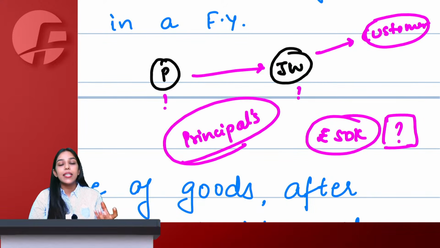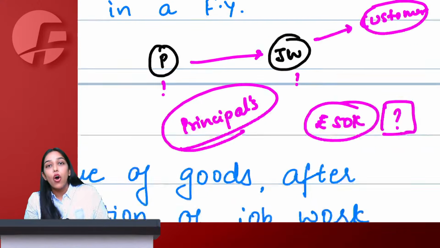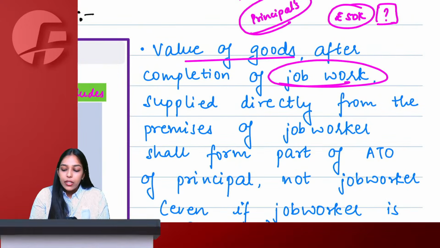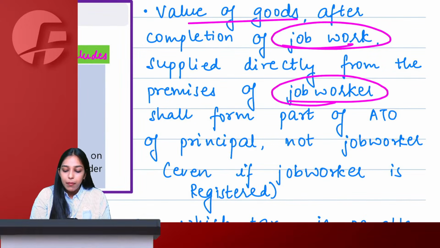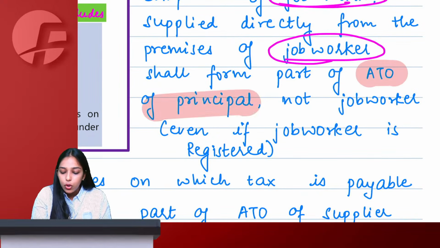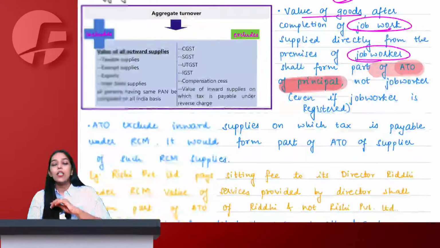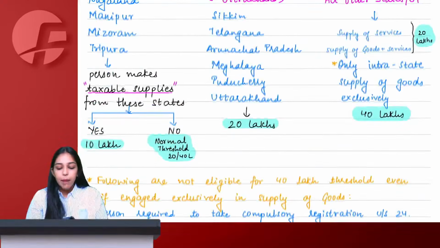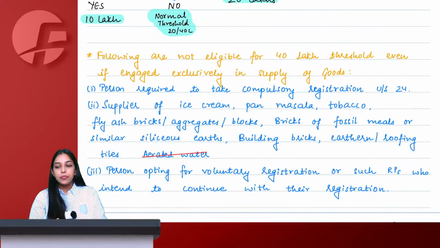Job worker is just acting as a person who is giving delivery. It is neither job worker's purchase nor job worker's sale. He is just giving the delivery on behalf of principal. So value of goods after job work, if directly supplied from job worker's premises to ultimate customer, will always form part of aggregate turnover of principal only and not the aggregate turnover of job worker. Done, ma'am, I've explained everything.